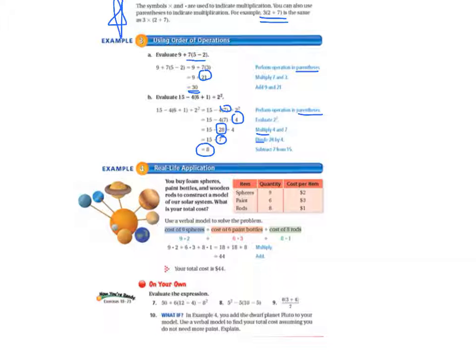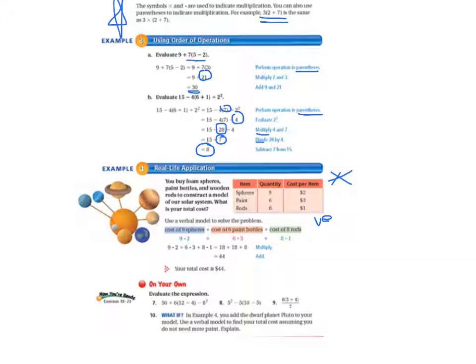Finally, we come down to example 4, which is our real-life application. We buy some foam spheres, paint bottles, and wooden rods to construct a model of our solar system. What is the total cost? So we're going to use the table here to figure this out. It says use a verbal model to solve the problem. Remember that a verbal model is an equation.